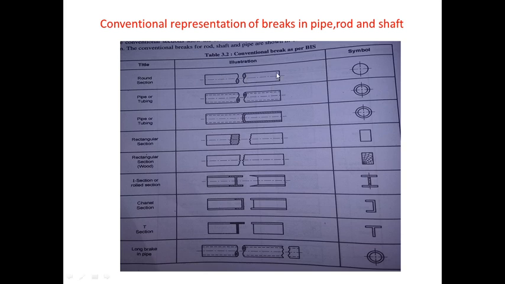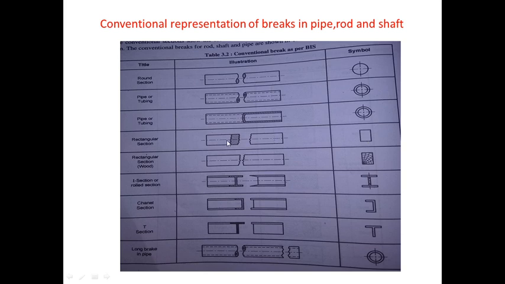Here we have a circular rod or circular shaft. In order to draw this shaft on the drawing, we break it from the center or from the middle. This drawing is nothing but the conventional representation of a round section or a round shaft, and the symbol is a circle with the center lines. Similarly, for pipe and tubing, we can use these two symbols.